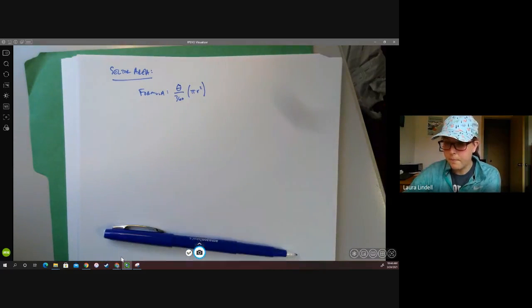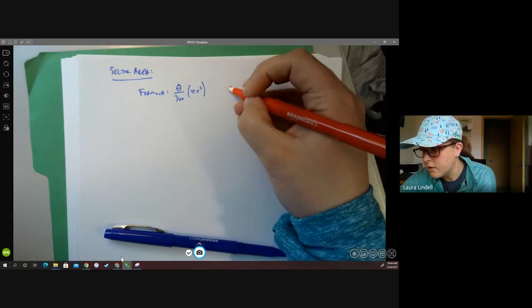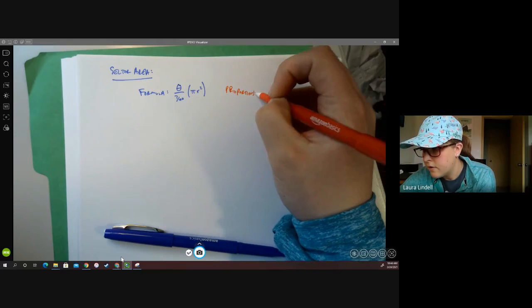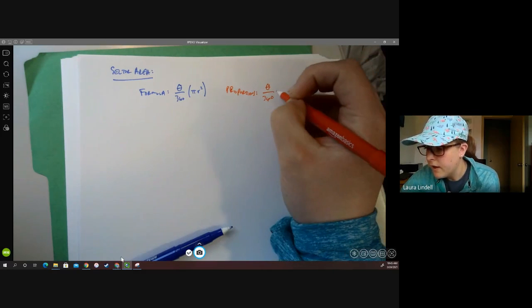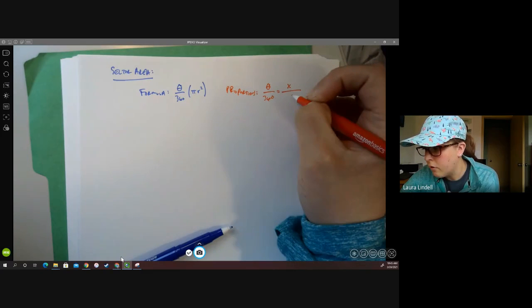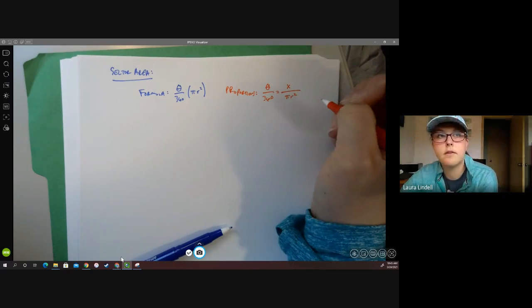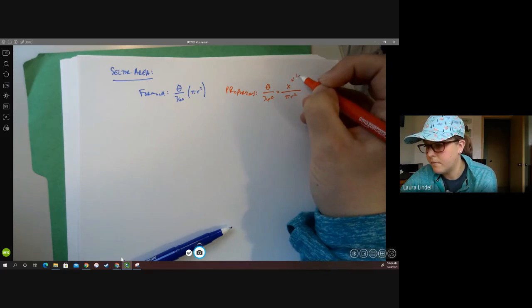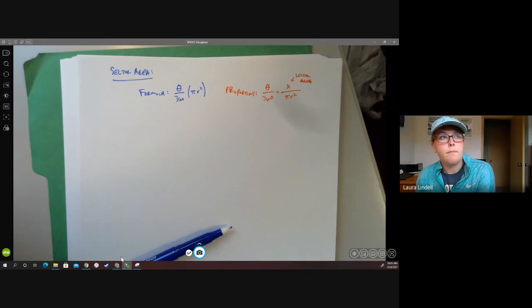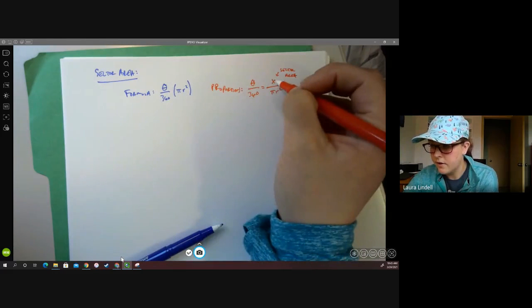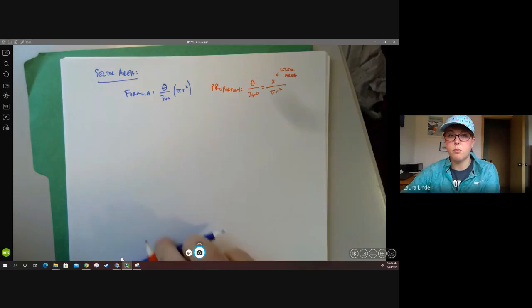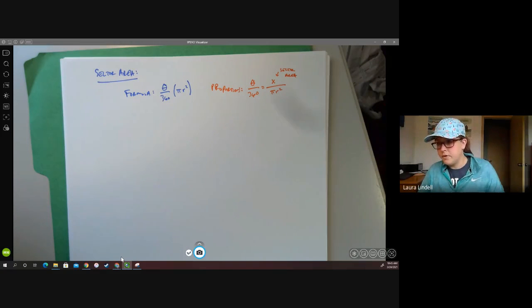Or alternatively, there's proportions, in which you could take theta over 360, and that's equal to your sector area over your total area. Okay, so either way, it works the same. This is equal to your sector area. This involves your sector area and using proportions to solve. So with that, let's do a couple of examples with sector area here.